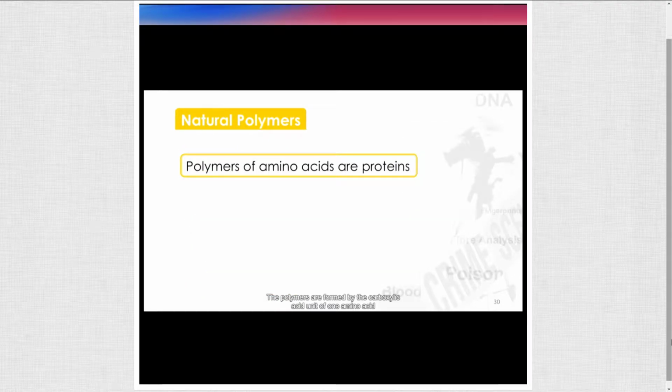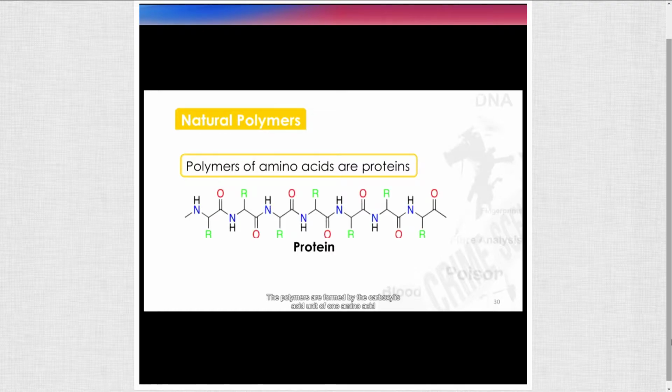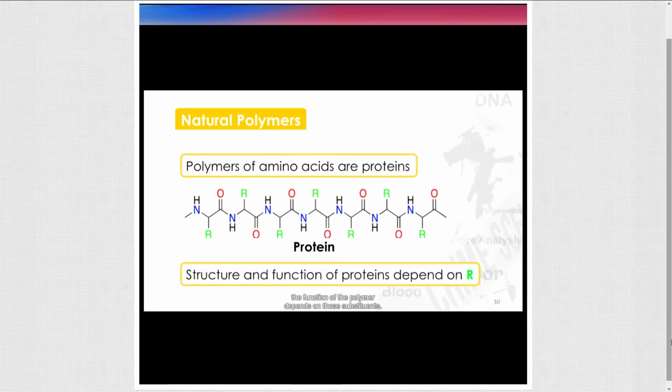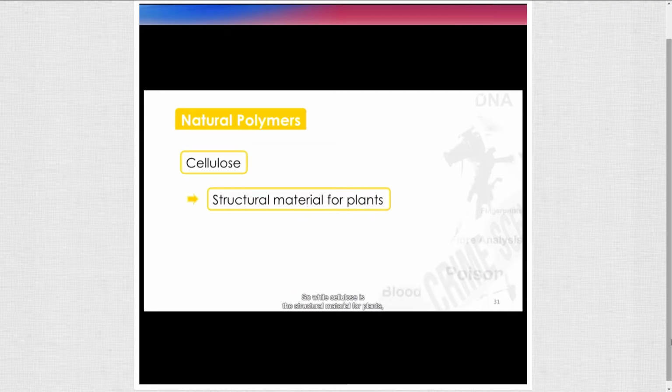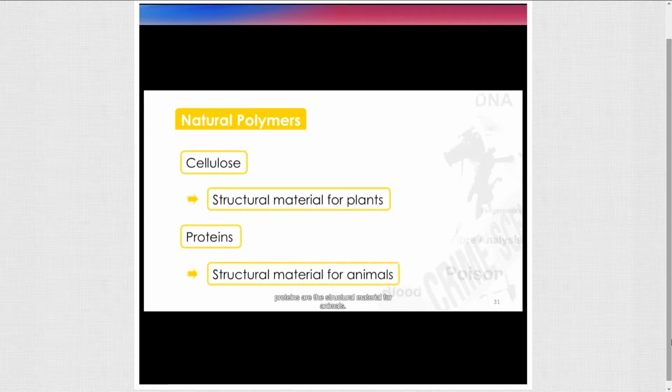The polymers are formed by the carboxylic acid unit of one amino acid reacting with the amino group of another, and so on, making a chain. And you can create an extraordinary number of proteins because you can combine the different amino acids into all sorts of different sequences, depending on which of these substituents you choose and what combination of different substituents you choose down the chain. The R substituent makes all the difference, and the structure and the function of the polymer depends on those substituents. So while cellulose is the structural material for plants, proteins are the structural material for animals.